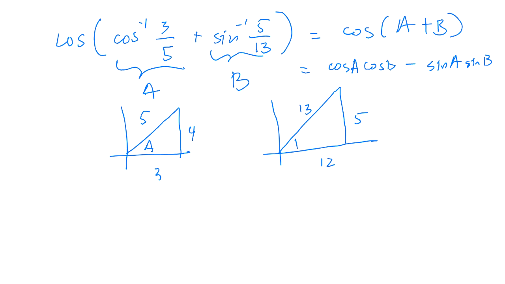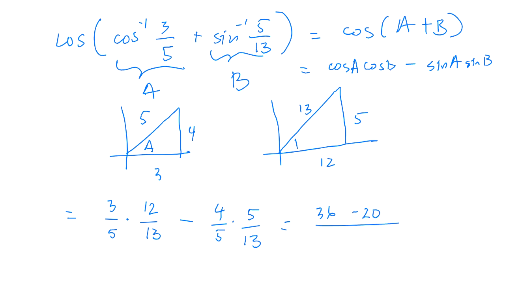So let's just plug it in. Cosine A, cosine is 3 over 5 times cosine B, 12 over 13, minus sine A, 4/5, times sine B, 5 over 13. Okay, now to multiply this together, we have 36 minus 20 over, let's see, 65. So we have 16 over 65. All good? Yes. All right. Any more?